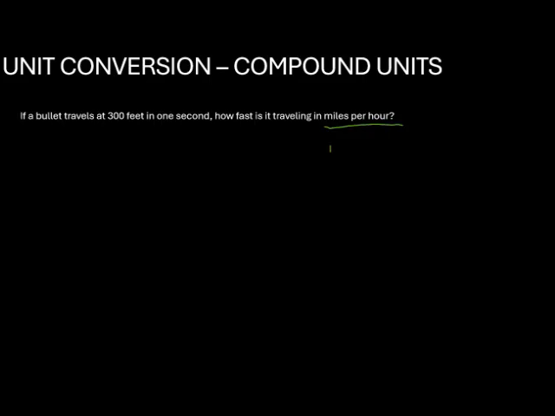Miles will be abbreviated as MI, and hours will be abbreviated as HR. Let's also remember that the word per stands for division, so we'll put a division sign in between them. Our mission is to find out the number of miles and the number of hours, and then divide them. Anytime you're dealing with compound units, such as speed, you'll be doing this as a two-part question.